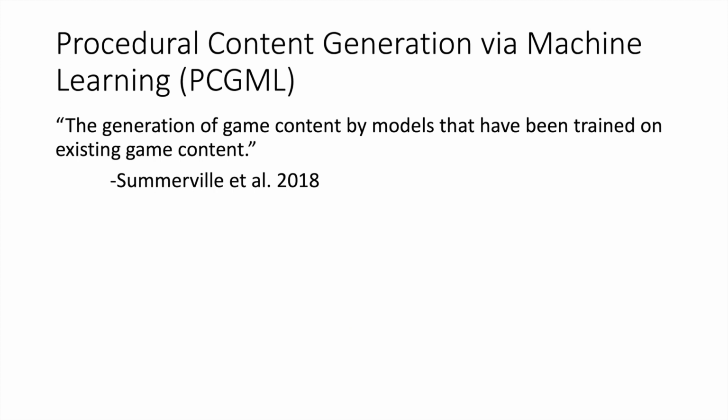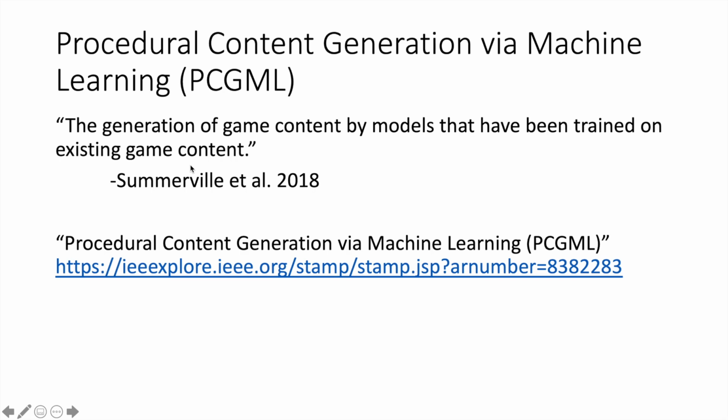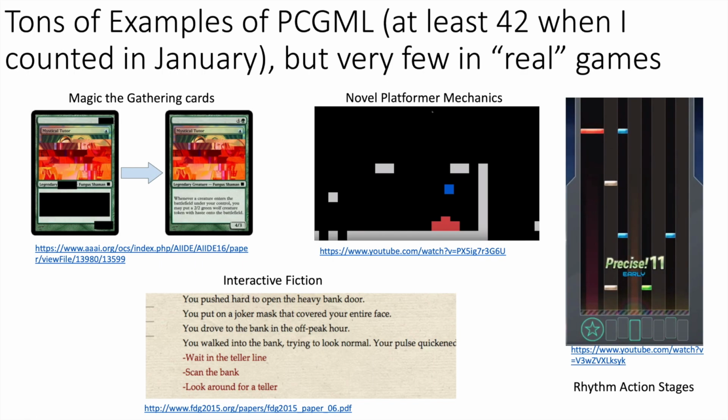So let's introduce this formally. Procedural content generation via machine learning was defined by Somerville et al. I will note I'm one of those et als in 2018 as the generation of game content by models that have been trained on existing game content. There's a whole survey on it where we talk about lots and lots of approaches. And there's been tons of examples of PCGML, at least 42 when I counted in January.